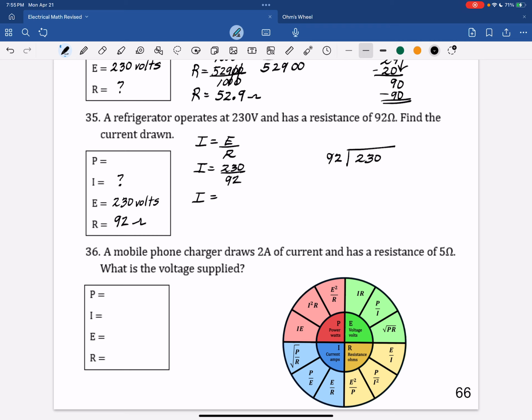That would be 2 times 92 is 184. And that would be 6 and 4. Add a 0, just 1, and bring it down. And I'm going to guess 5 times. I think it will be even, but let's see. Yes. So 5 times with none left over is 2.5 amps.